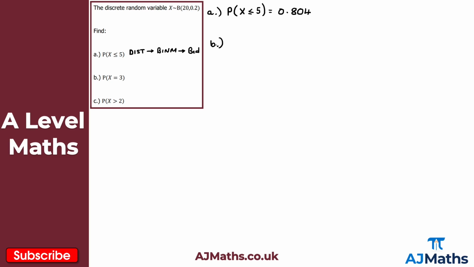So now we take a look at part B here, where we're looking for the probability that x, our discrete random variable x, is equal to 3.